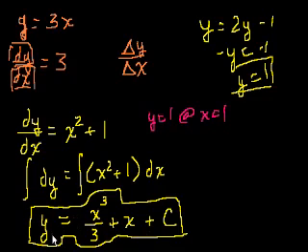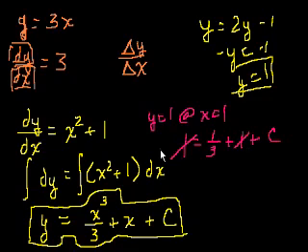How do you do that? Well, it says y is equal to 1. So 1 is equal to, when x is equal to 1, 1/3, 1 to the third power over 3, plus 1 plus c. Subtract 1 from both sides. This becomes 0. Subtract 1/3 from both sides, and you get c is equal to minus 1/3.